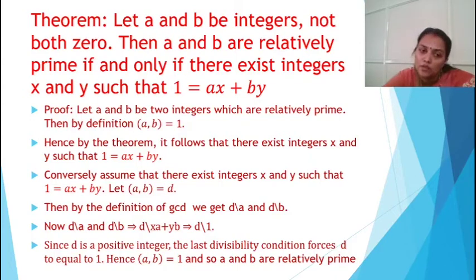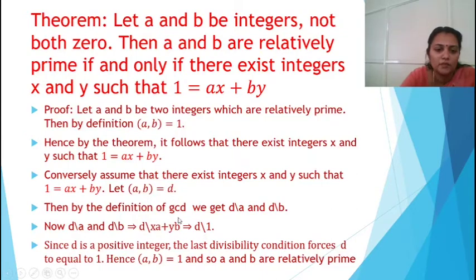Now we have to assume the converse. Conversely, assume that there exist integers x and y such that 1 is equal to ax plus by. Let GCD of a and b be equal to d.